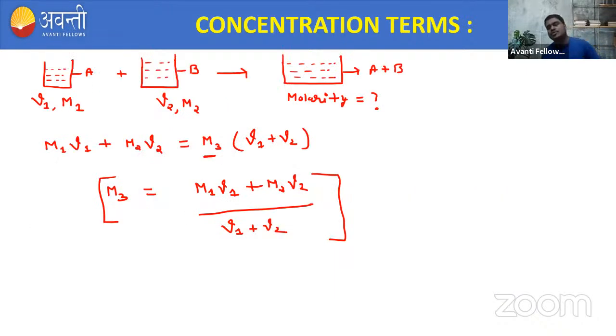Sometimes molarity can also be represented as capital C. So both are the same, right? Sometimes they represent it as either M or C. Always remember this, because molarity is nothing but a way of expressing concentration, right? So we can also write the formula as C3 is equal to C1 V1 plus C2 V2 divided by V1 plus V2, right? So I hope this is clear to you.